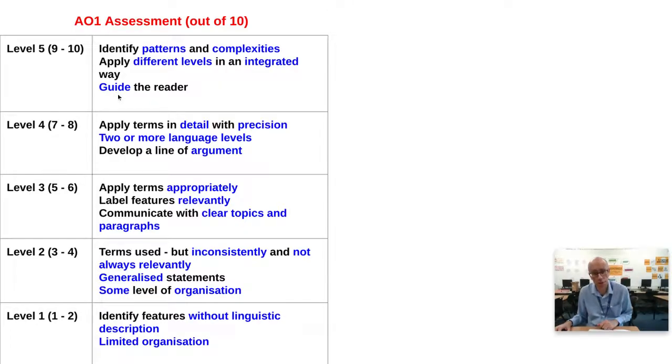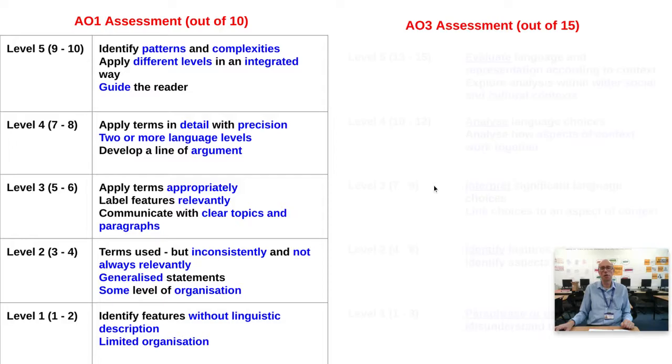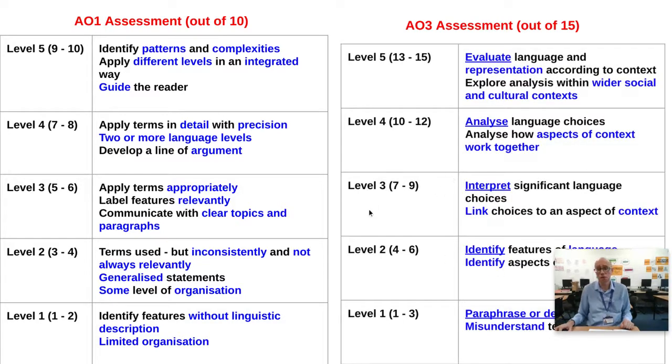Patterns. And the other thing is you need to be guiding the reader, which means that in the short time you've got, you have to make sure you're writing an organised response with topic sentences which guide the reader through your answer. That's your AO1. Your AO3 is this one.